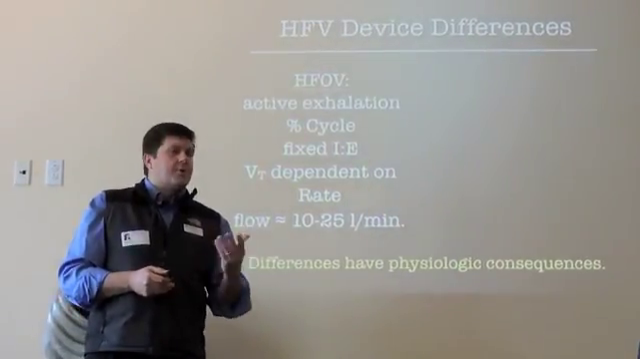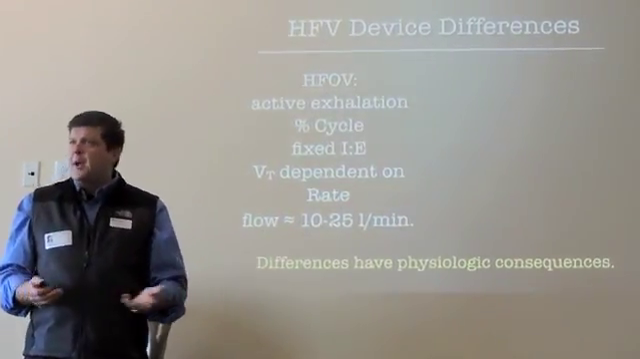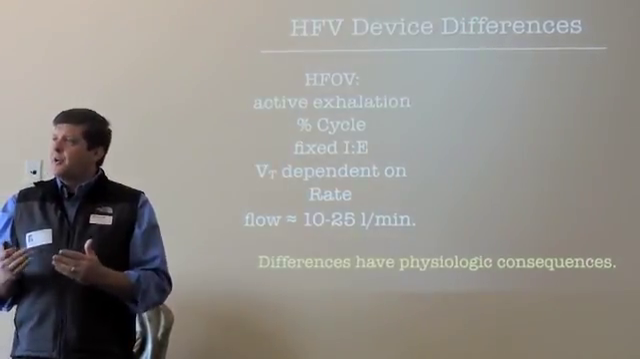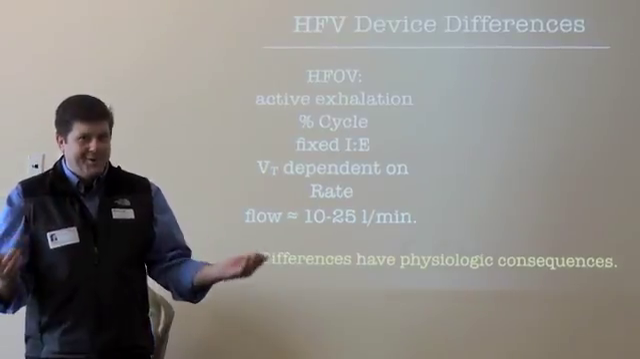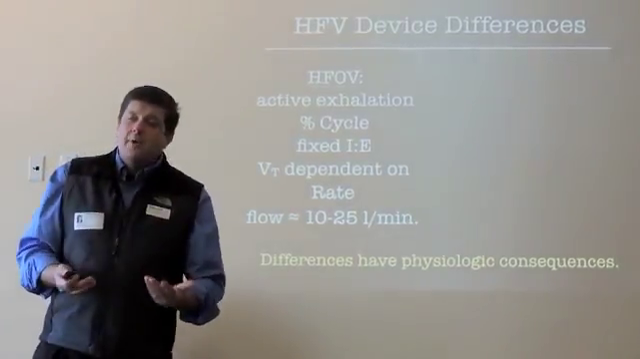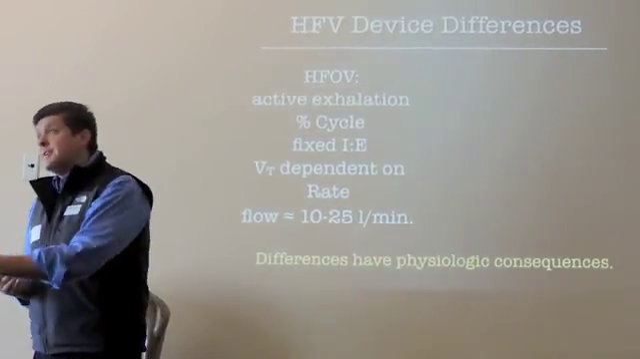The oscillator has a percent inspiratory cycle, so that's 33% normally. So no matter what your rate is, you're always at 33% I time, which means your I:E ratio is always what? 1 to 2. Right. And that works really well for certain disease processes.